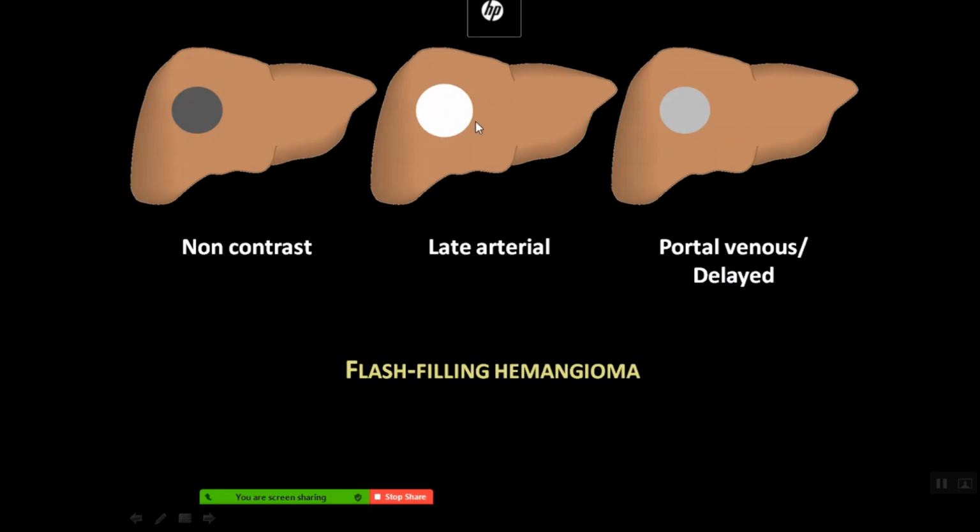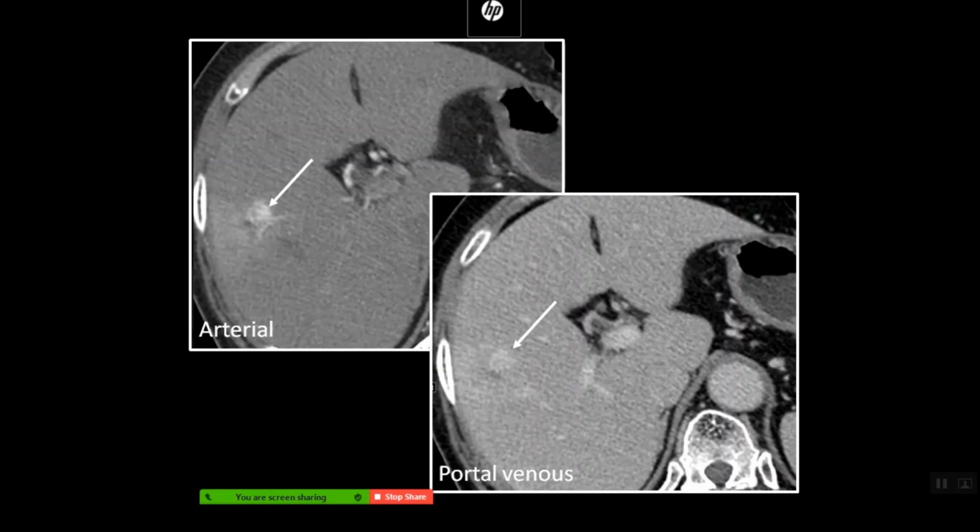So as long as it's a nice, completely filling enhancing lesion, you don't have to worry too much about it. Okay, I can call it flash filling hemangioma / FNH, and both are benign, no one really worries about them. Okay, yeah, so this is your flash filling hemangioma, right?